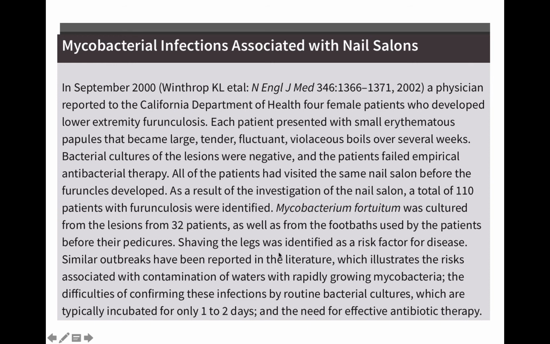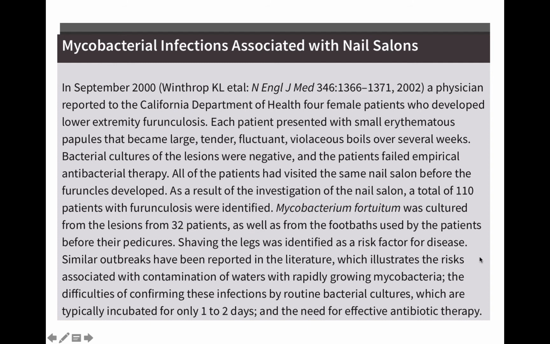Shaving the legs was identified as a risk factor for disease. You are taking a sharp razor, scraping it along your skin to hopefully remove your leg hair. You're probably going to introduce sometimes big cuts, oftentimes very little cuts. So it is highly recommended that you do not shave your legs immediately before going to get a pedicure. Go in there with the stubble, it's all good.